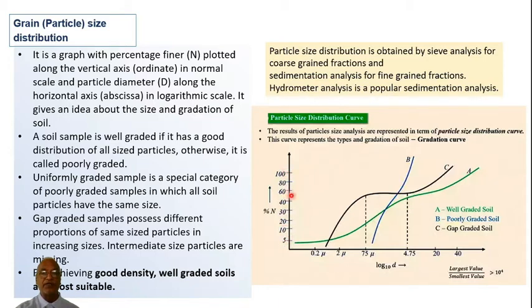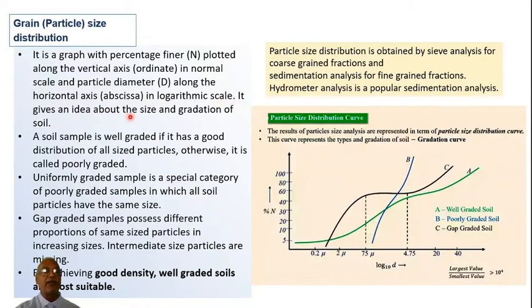Some of the numbers are missing here, but what you can observe is an error of plotting. Otherwise they have to be equally spaced, in the sense that it's a uniform scale. The scale is not varying depending upon the sizes or percentages, right, in normal scale. And particle diameter d is along the horizontal axis, abscissa, in logarithmic scale.